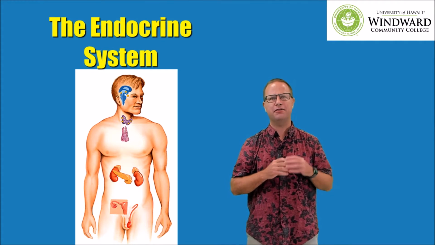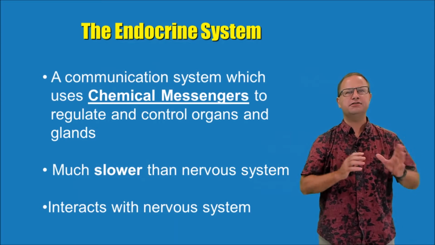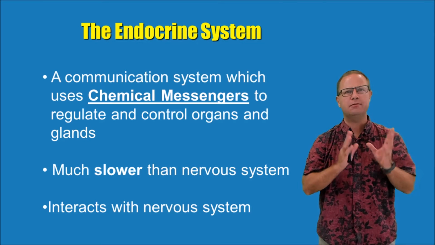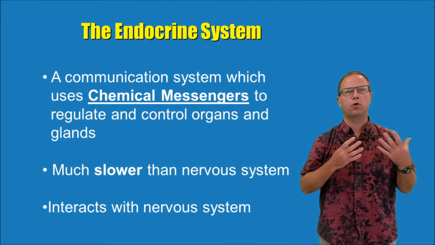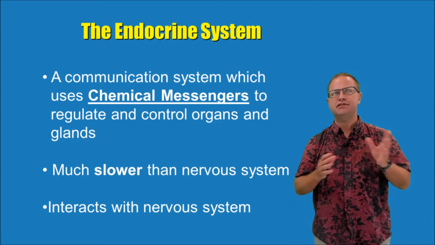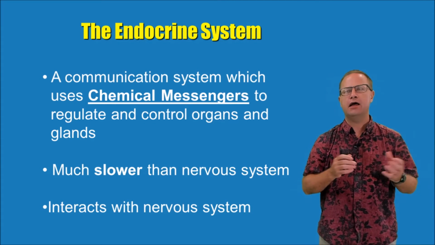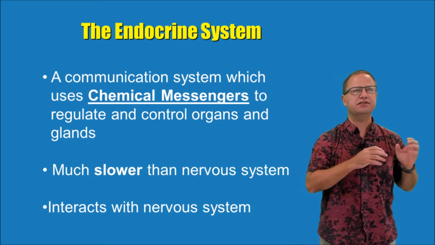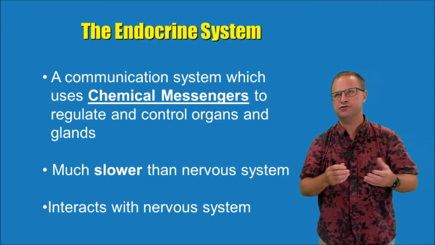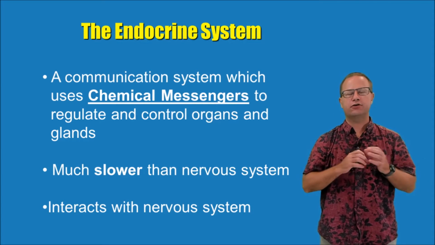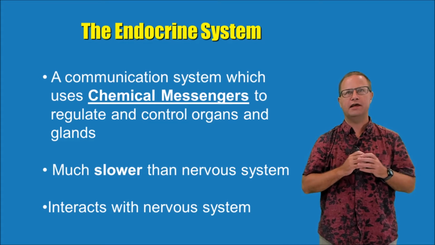Today we're going to talk about the endocrine system. The endocrine system is a communication system which uses chemical messengers to regulate and control organs and glands. Now, like the nervous system, it does control things all throughout the body, but it does so much more slowly because these hormones have to travel from their source tissues to the target tissues. But it does interact with the nervous system in a couple different important ways, and we'll talk about those in this lecture.